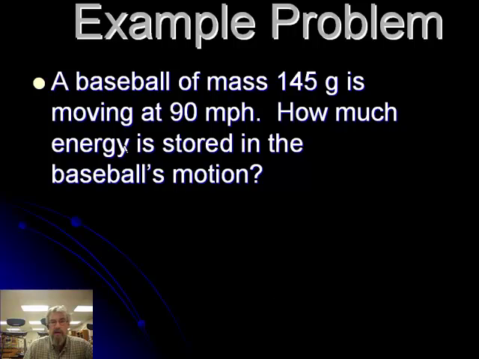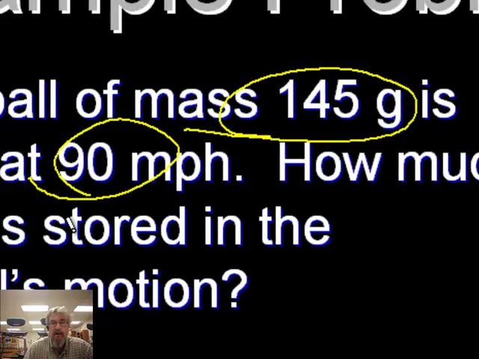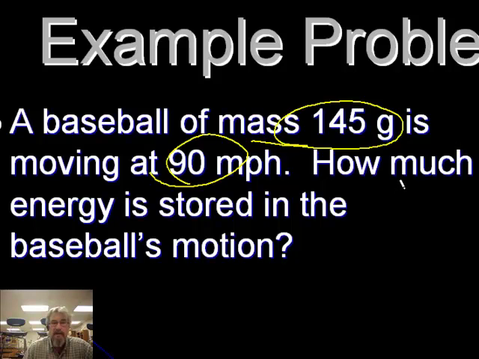Well, here's an example that will allow us to apply that. We have a baseball. Its mass is given. It's 145 grams. That would be 0.145 kilograms. It's moving at 90 miles an hour. How much energy is stored in the baseball's motion?